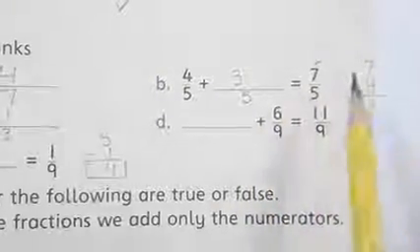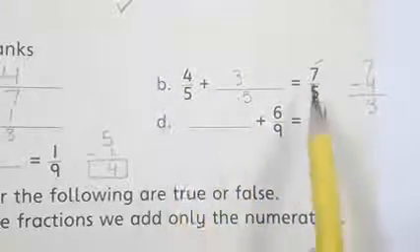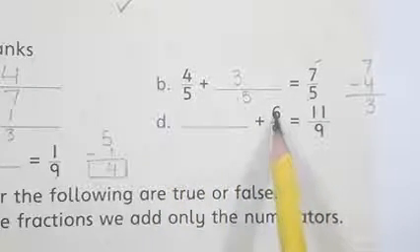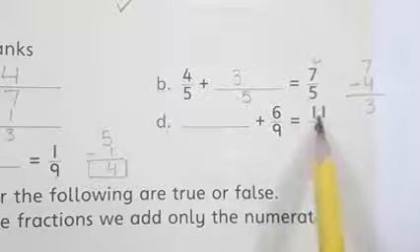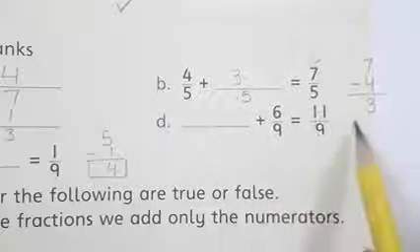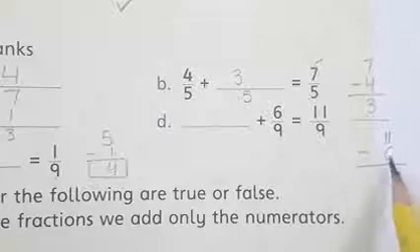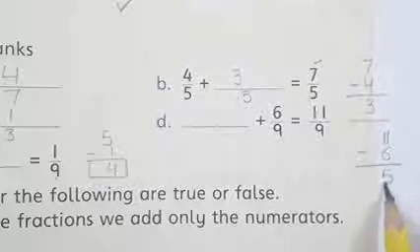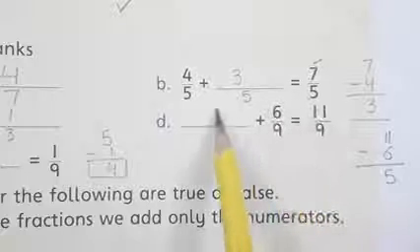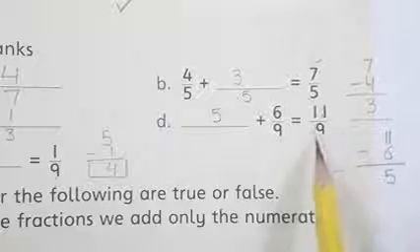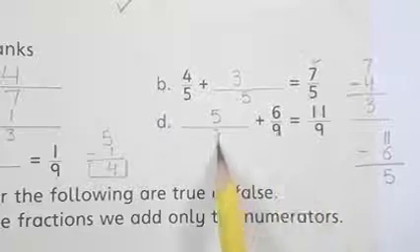Okay, now this one is also again like the B part. 11 minus 6. We will subtract 11 minus 6. Just count on your fingers. The answer is 5. So 11 minus 6 is 5. And when you add it, 5 plus 6 is 11. And the denominators will be the same.